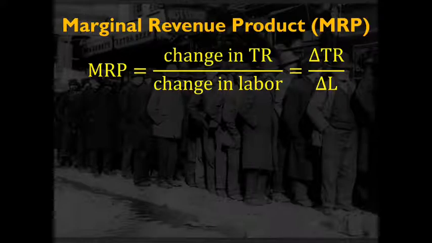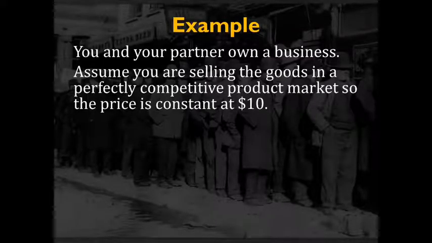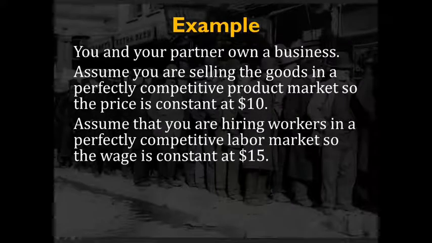All right, so we're going to skip ahead to the example on page 4-4. We'll do the simulation in class tomorrow. So let's give this example. You and your partner own a business. Assume you and your partner are selling the goods in a perfectly competitive product market, so the price is constant at $10. Let's also assume you are hiring workers in a perfectly competitive labor market. We'll look at these terms a little more in depth as the week goes on. So the wage is constant at $15.